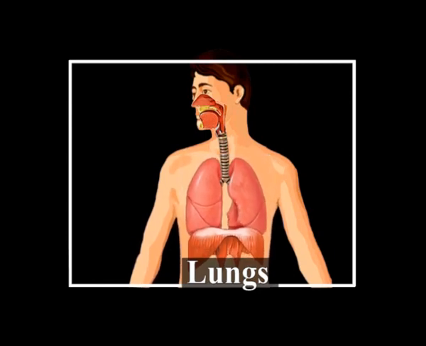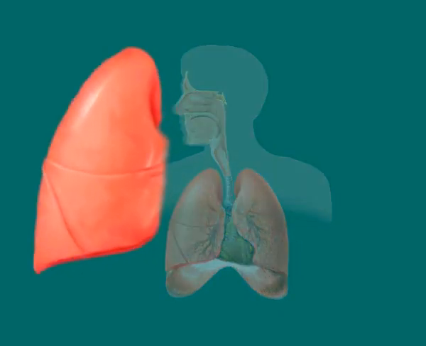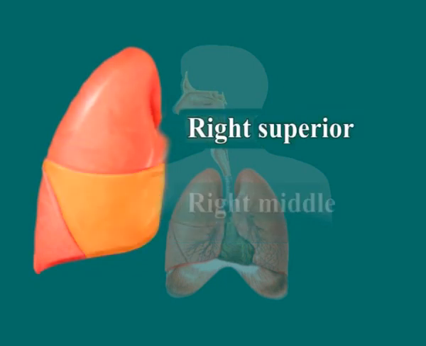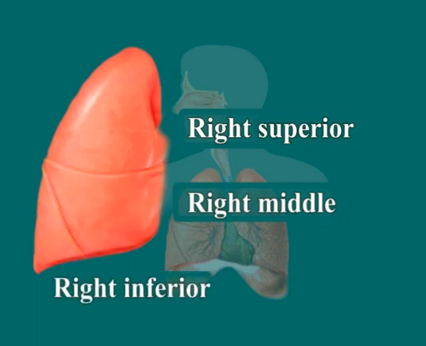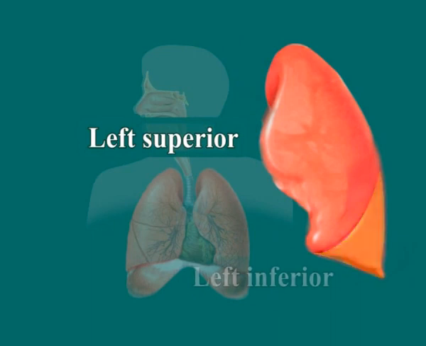There is a pair of lungs known as the left lung and the right lung. The left lung is slightly smaller because of the heart, which is slightly to the left of the body, and the right lung is bigger. These are divided up into lobes, or big sections of tissue separated by fissures or dividers. The right lung has 3 lobes: right superior, right middle, and right inferior, as shown here in the visuals. The left lung has only 2 lobes, left superior and left inferior.